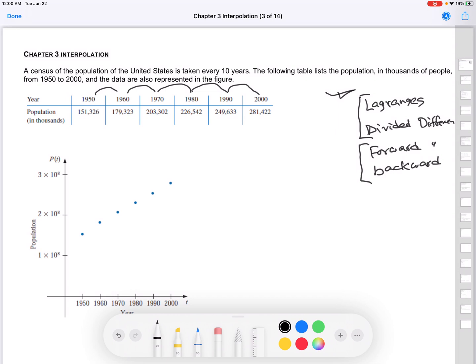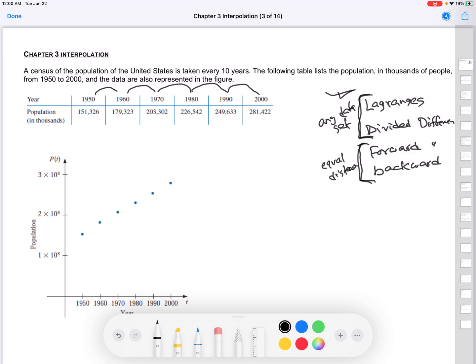Okay, but there is a restriction for these two. They always need your data set at equal distance, and these two you can apply them for any kind of data set, any data set. So these are the 4 techniques we are going to learn.